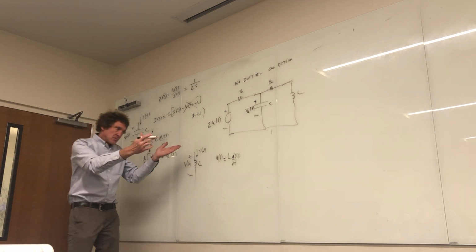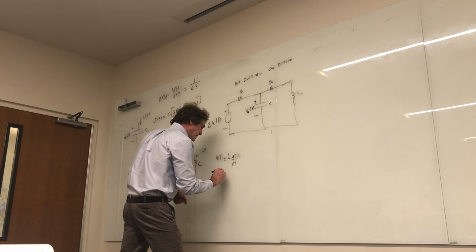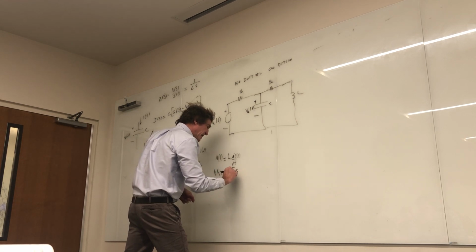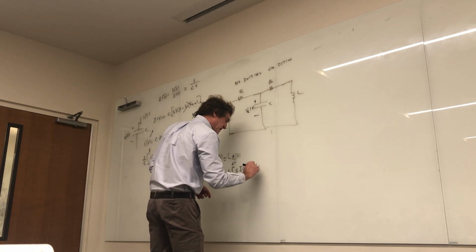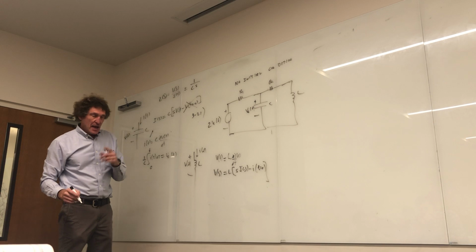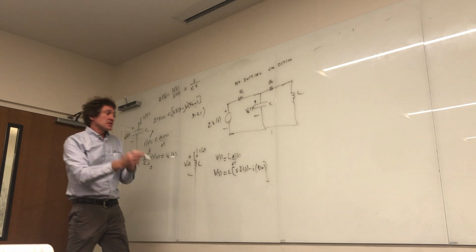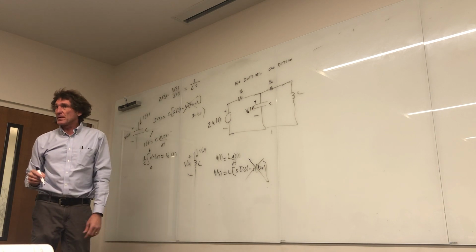Now for this one, if you do Laplace transforms of both sides, I get V of S equal to L times the quantity S times I of S minus I of t equals 0. And if there are no initial conditions, this goes away, correct? Are you with me, everyone?